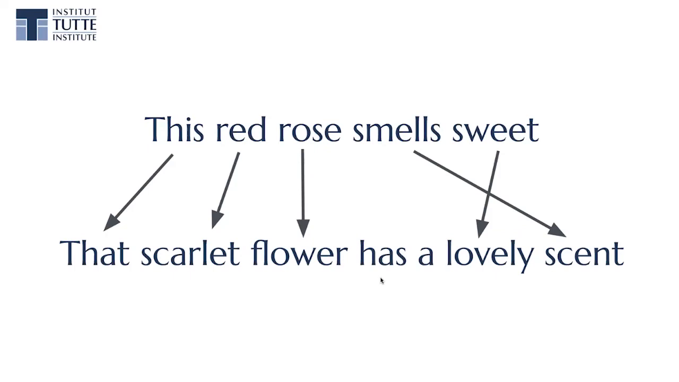The Wasserstein distance between these sentences will be small because each of those pairs is pretty close. Red is very close to scarlet in the word embedding space. Rose is pretty close to flower in the word embedding space, and so on.